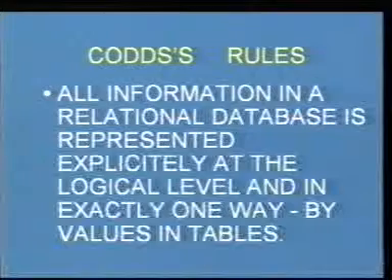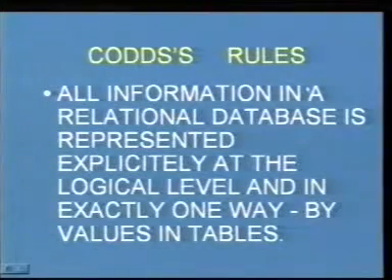Next we will get the concept of Codd's rules. In 1985, Codd proposed 12 distinctive rules by which a database can be described as to how relational it is. The first rule says all information in a relational database is represented explicitly at the logical level and in exactly one way: by values in tables.